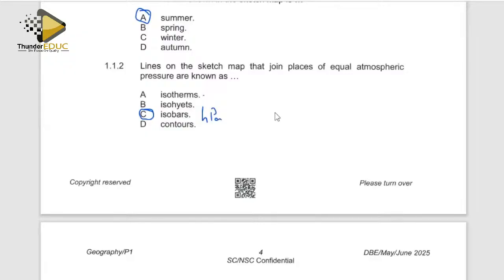The isotherms, the isohyets, the contours, they have got specific places that they join. Isotherms are for temperature. They are used to join places with the same temperature. Then isohyets are for rainfall. They are also used to indicate places with similar amounts of rainfall on a map. And I think we know contours indicate places of the same height above sea level on the map. So those are the responses.